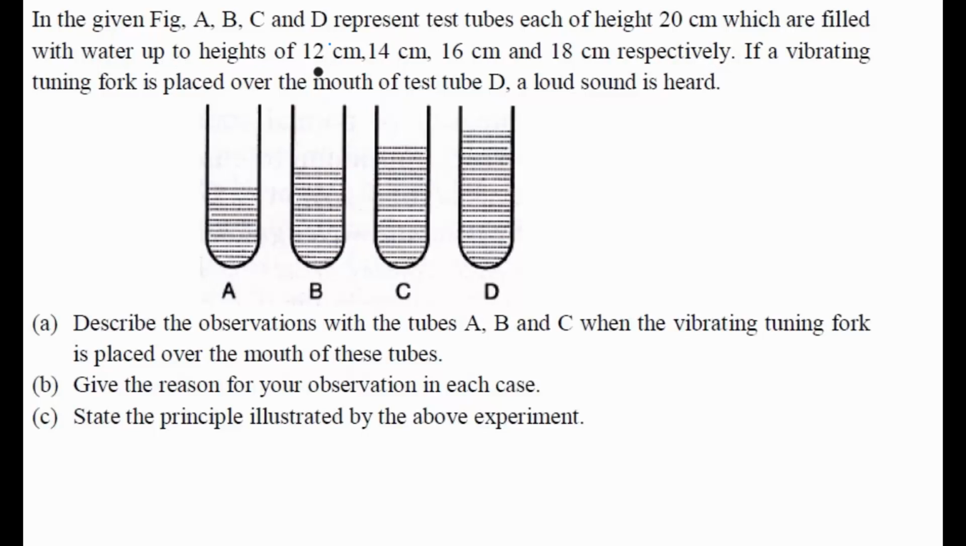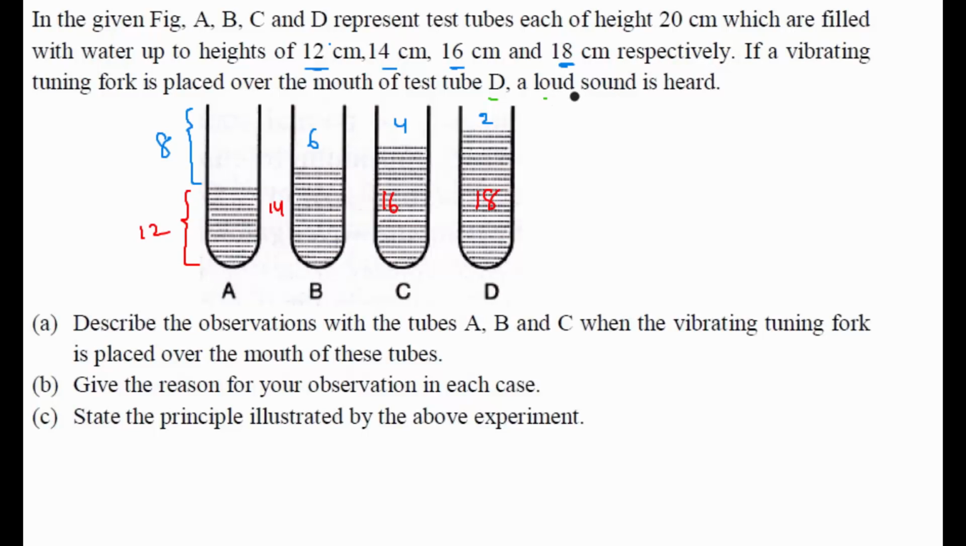water up to heights of 12 centimeters, 14 centimeters, 16 centimeters, 18 centimeters respectively. So what he gave, this height is 12 centimeters, here it is 14, here it is 16, here it is 18. So what will be this height? Total height is 20, so this height will be 20 minus 12, which is 8. Here this height will be 20 minus 14, which is 6. Here the height will be 4. Here the height will be 2.